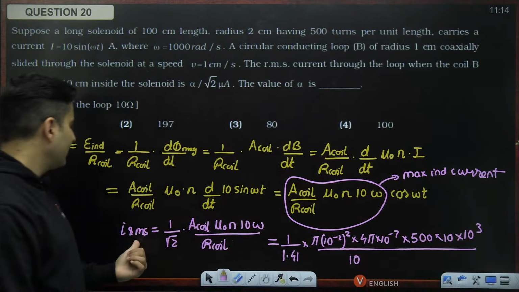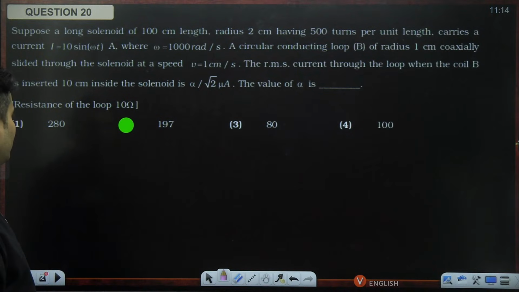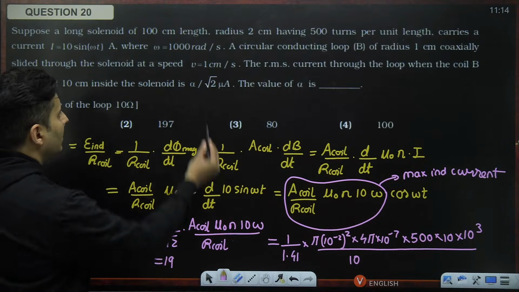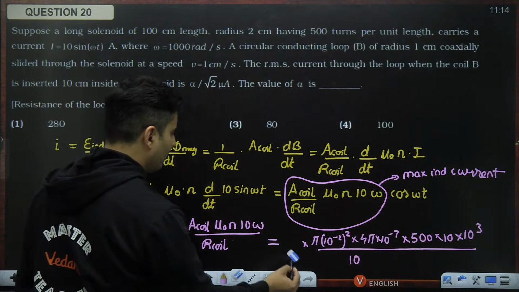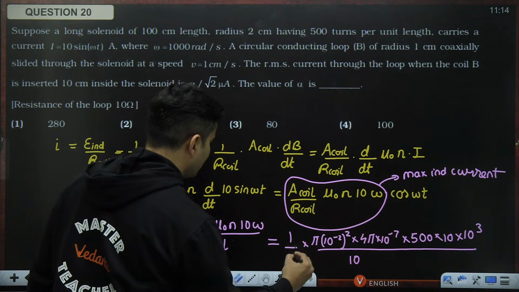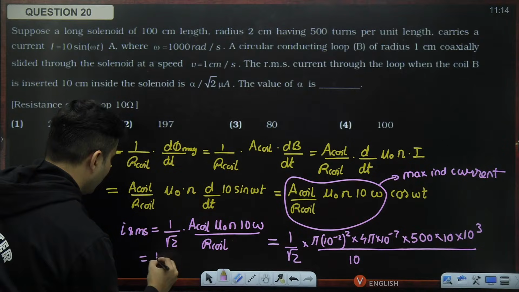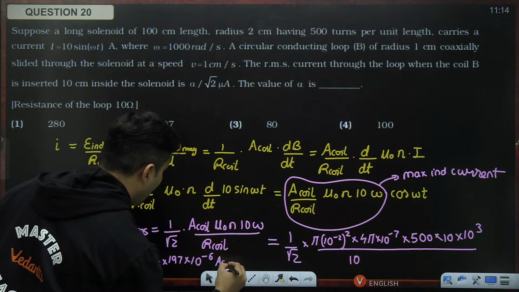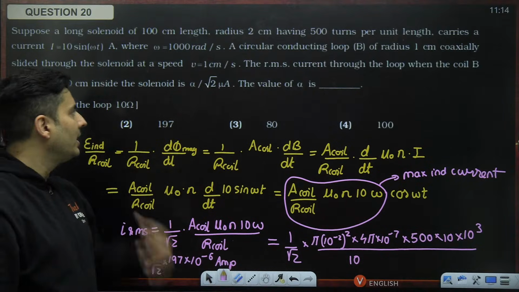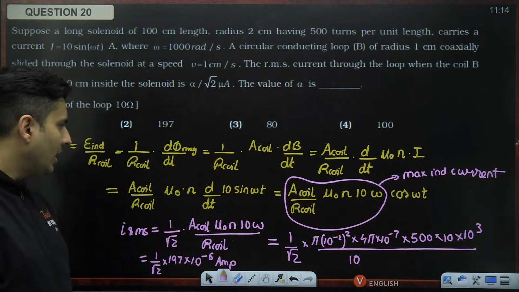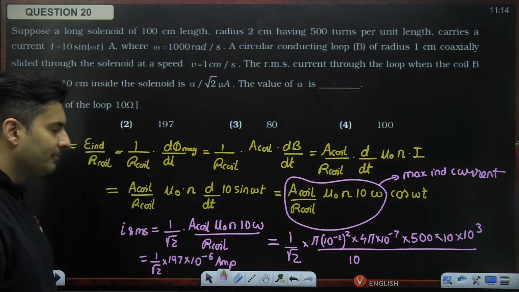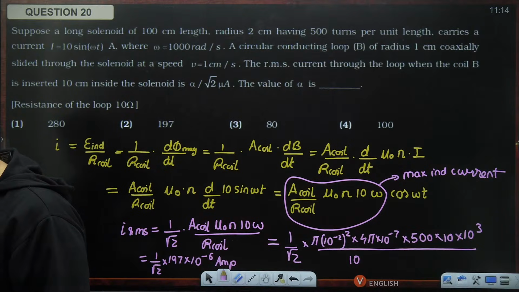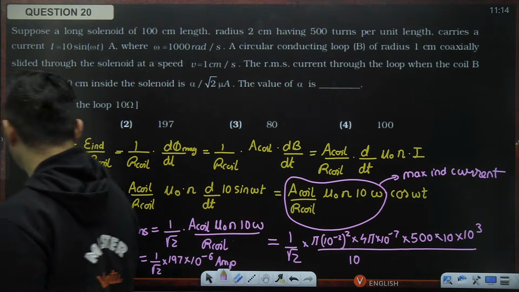That's it. Solving this, you will get the RMS value, and that RMS value comes out as 197. But this is by root 2 microamperes, so you don't have to substitute this value. Just leave this as it is. So you are going to get 1 by root 2 into 197 into 10 to the power minus 6 amperes. So the answer that you want will be alpha, which is 197. Cool, guys. Just unnecessarily calculative and lengthy, too many pieces of information given to us, but it's okay.